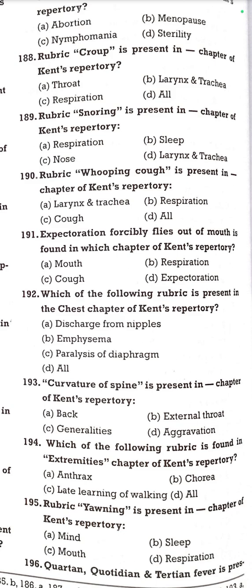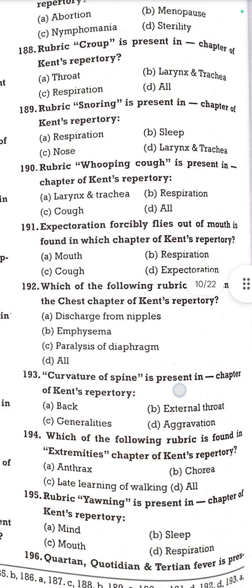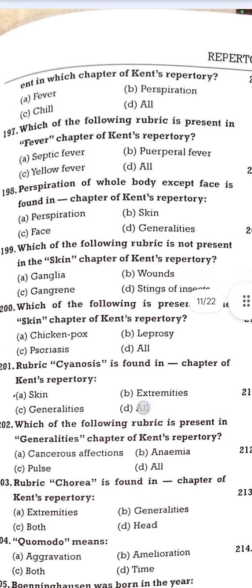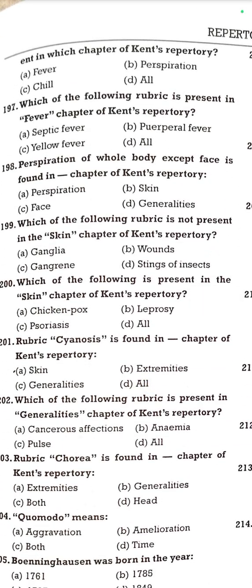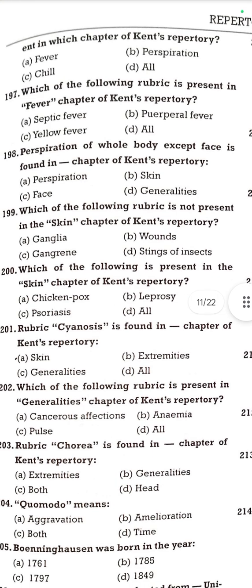Rubric yawning is present in sleep chapter of Kent repertory. Quartan, quotidian, tertian fever is present in which chapter of Kent repertory? Chill. 197. Which of the following rubrics is present in fever chapter of Kent repertory? So all the fevers are present in fever chapter: septic fever, puerperal fever and yellow fever.